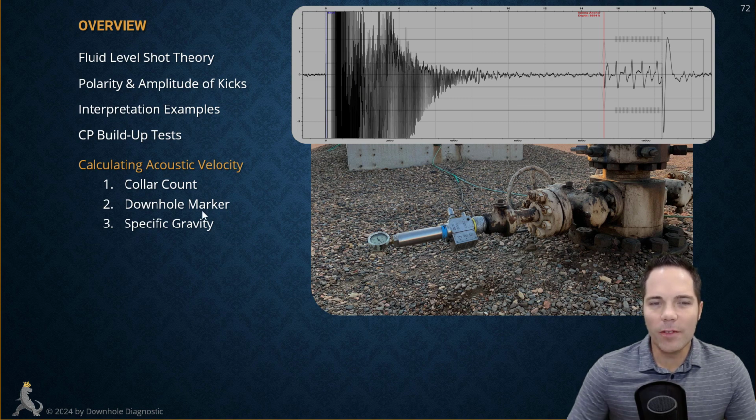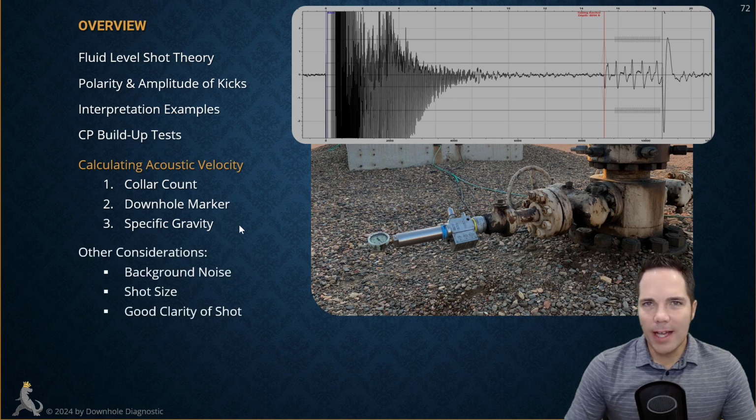And then we have another method, the specific gravity, or really we can just approximate it from the specific gravity, or maybe just copy over an acoustic velocity from an offset well. So we'll look at how to apply those. And then at the end of this section, we're going to look at other considerations.